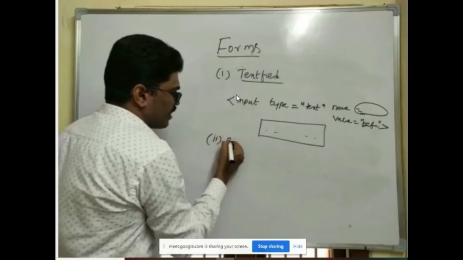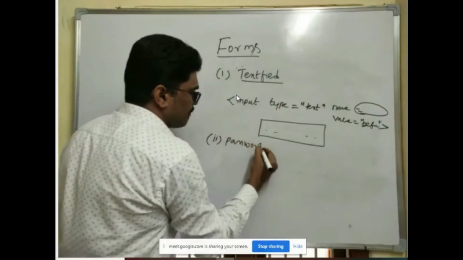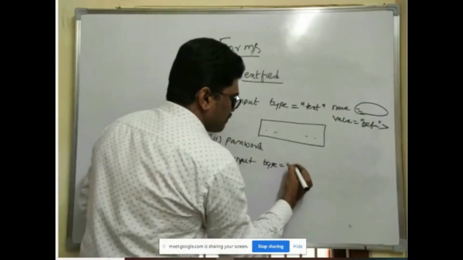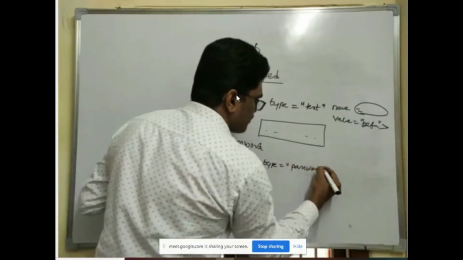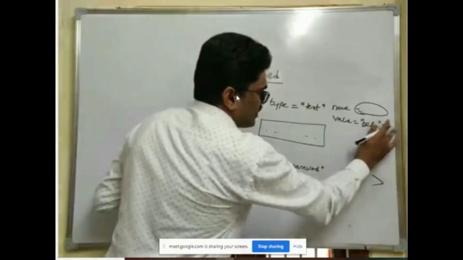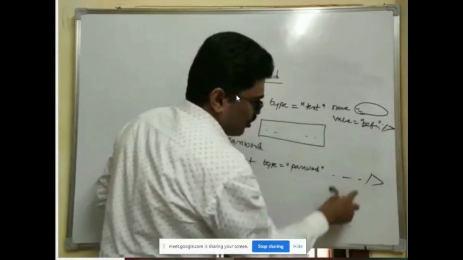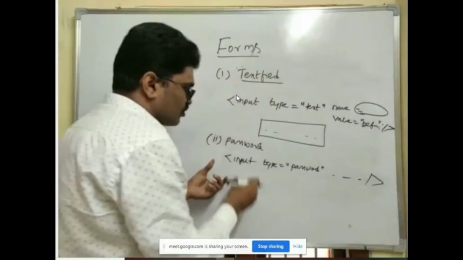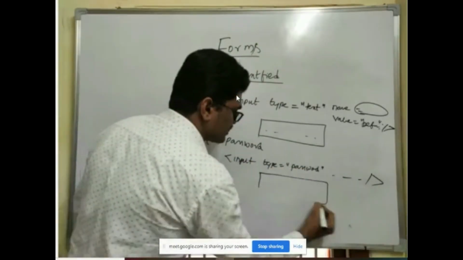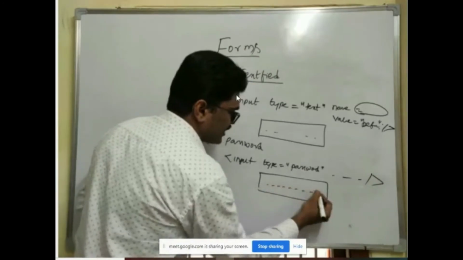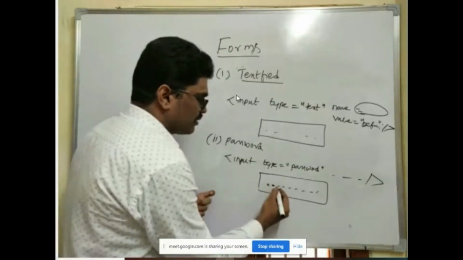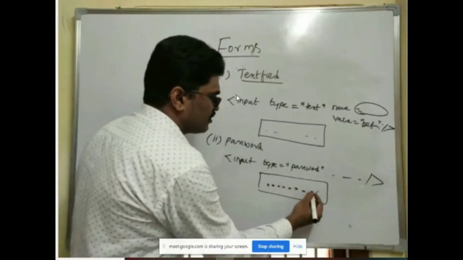The second one is password. So what should I do is input type is equal to password. Same field, same attributes, everything is the same. It is a standalone tag. You can close it here. If you don't give the slash also, no issues. Whenever I give password, I get the same text field, but whatever text I am entering will be displayed in encrypted form, normally in the form of dots.